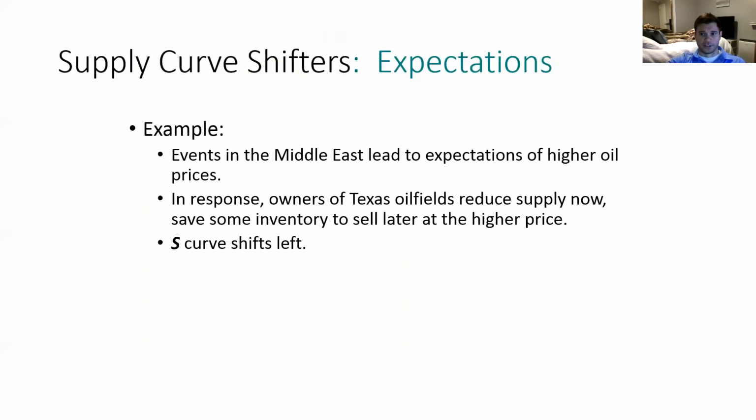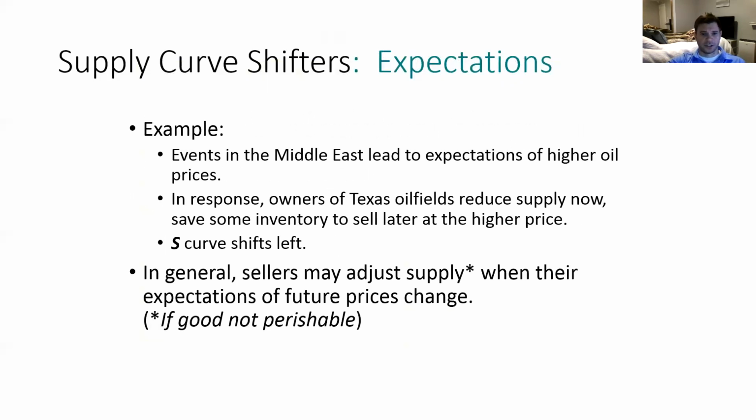In general, sellers may adjust supply when their expectations of future prices change, even if the price doesn't wind up changing in the future, meaning it's possible expectations are incorrect, but people respond to them anyway.